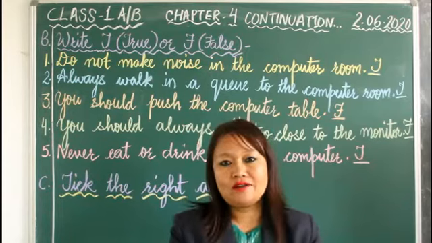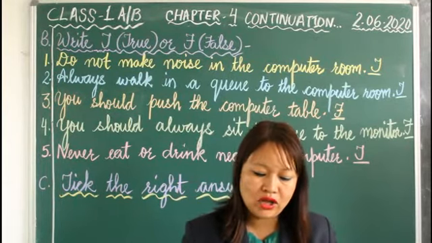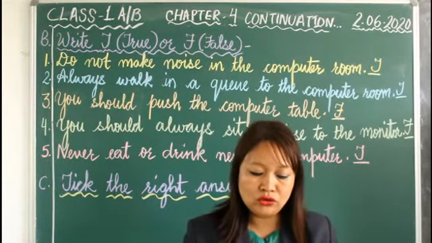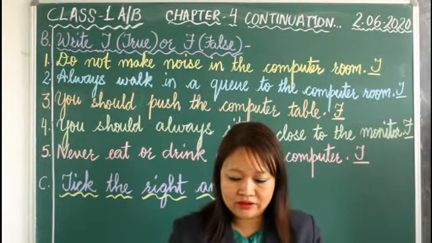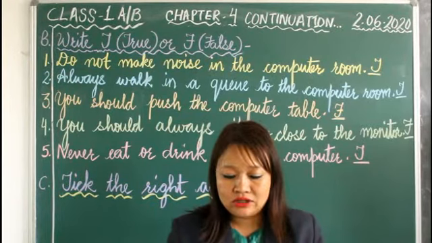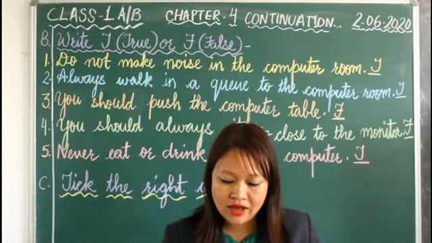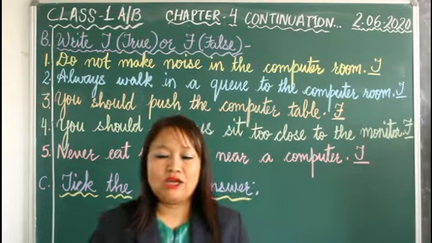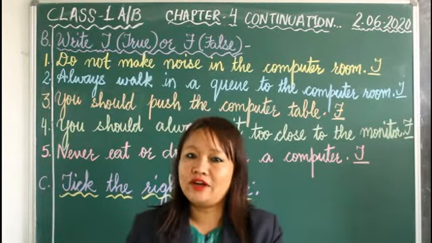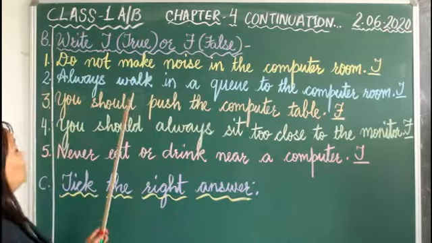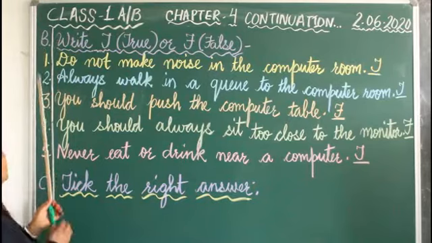In my previous class, we did fill in the blanks, that is chapter number 4, Using Computers: Do's and Don'ts. So today we will continue the same lesson and we will be doing true or false. That is on page number 37, exercise B. So my dear children, are you ready to write? Very good. Now let us continue chapter number 4, exercise B.